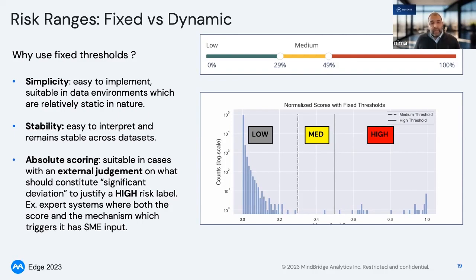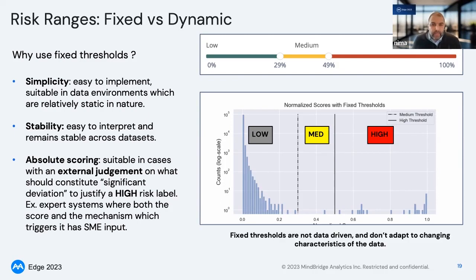However, in the absence of having external input into this, or if you expect large variation in the scoring mechanisms, then there's a need to have a more data-driven approach so that the thresholds adapt to the changing characteristics of the data, and that's where dynamic thresholds come in. Yeah, so if we go to the next slide.